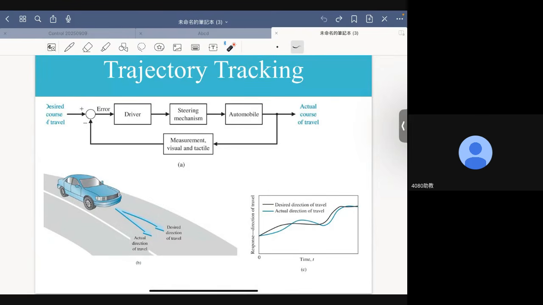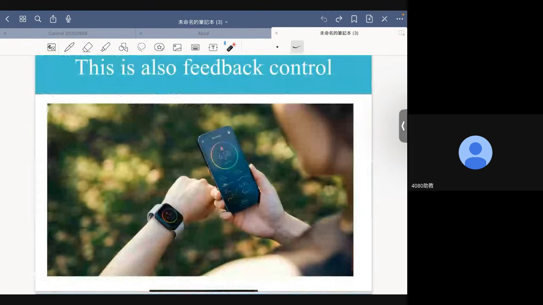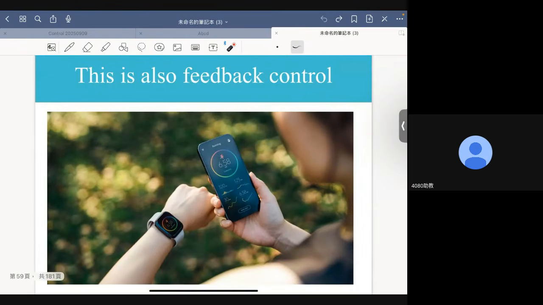Control systems can be classified into regulation and tracking control systems. Now, again, I want to give you an example to show you that feedback exists everywhere. For example, this is our feedback system.